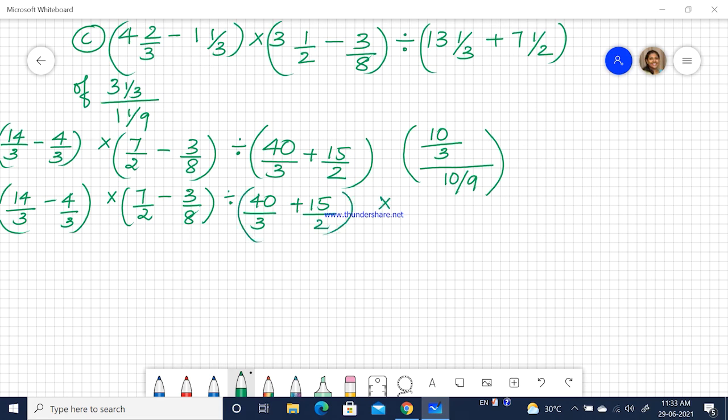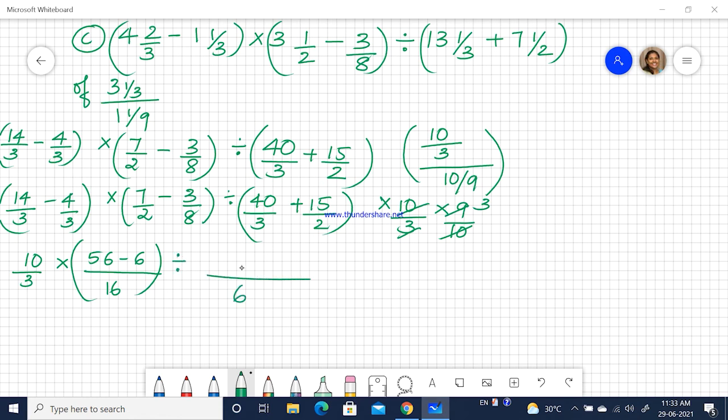So it is multiply 10 by 3, reciprocal 9 by 10. So cut the 9, so it will be 3. Okay, so it is 10 by 3 into, reciprocal rule, that is 16. So it is 56 minus 6 divided by 6, that is 80 plus 45 into 2. Now it is 10 by 3 into 50 by 60 divided by 125 by 6 into 3.